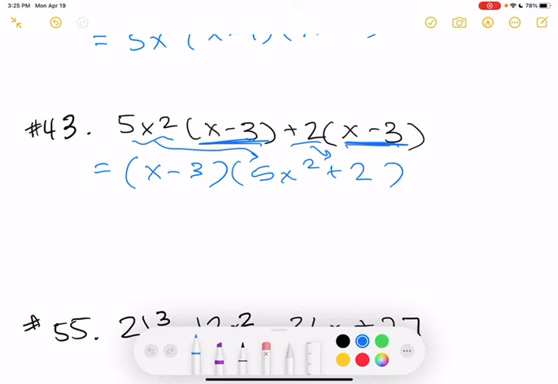And it feels like there should be something else we can factor out, but there's actually not, because there's nothing in common with that 5 and the 2. Okay.